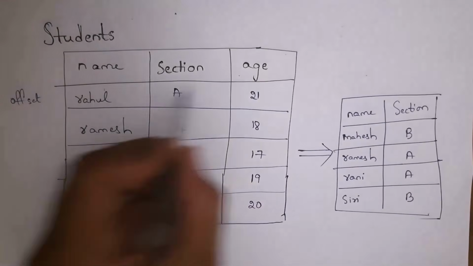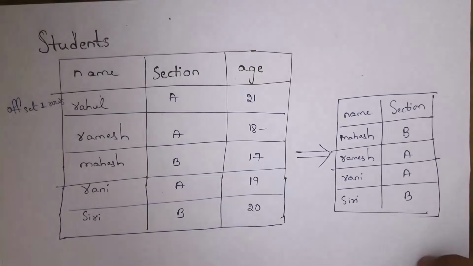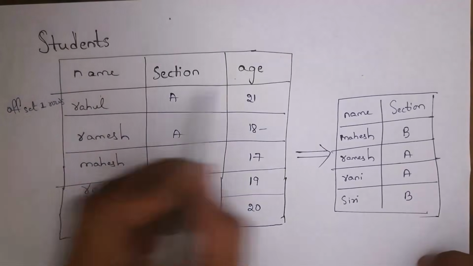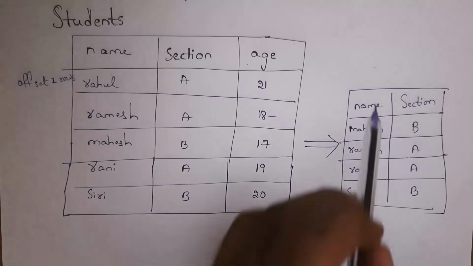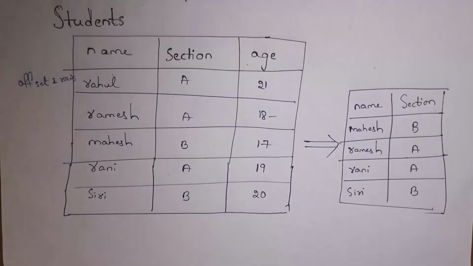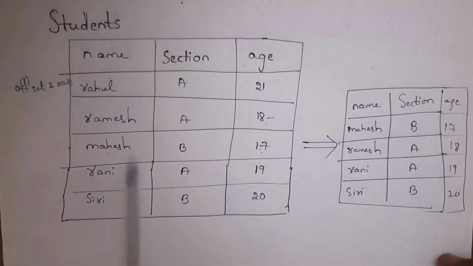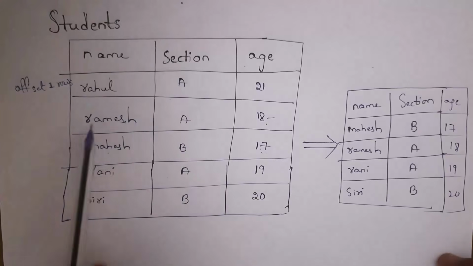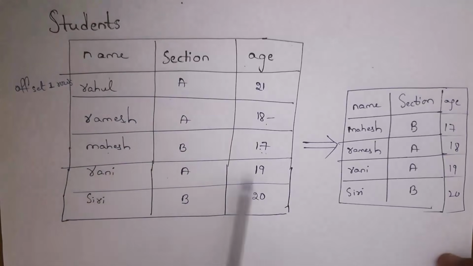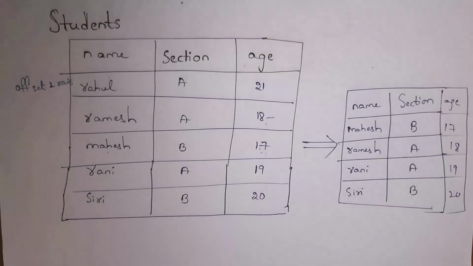Now by using offset, I will delete the first row. Whenever you write here offset 1 rows, it will delete the first row. After deleting this first row, now I want to arrange this table according to age. That is, I want to arrange data from small age to big age. First Mahesh, age is small. Mahesh's age is 17. After Mahesh, Ramesh. After Ramesh, Rani. And after Rani, Siri. I want to arrange this table from small age to big.